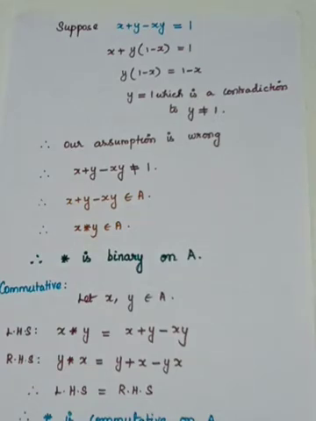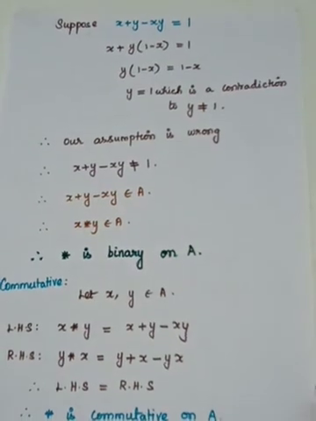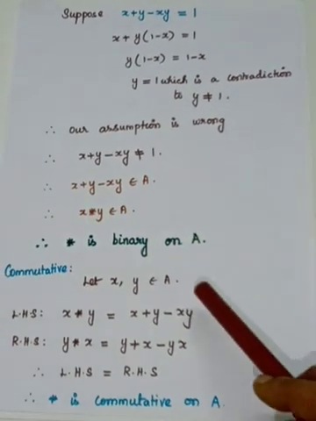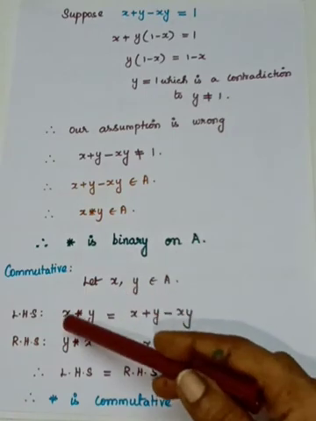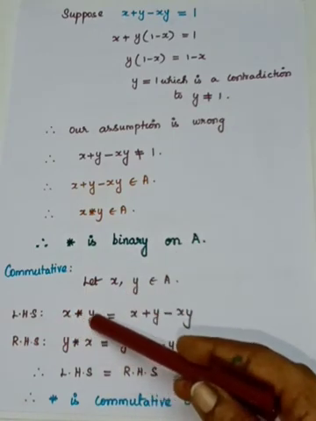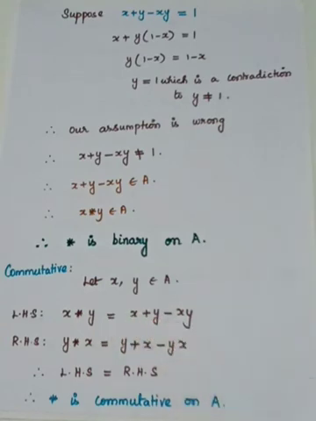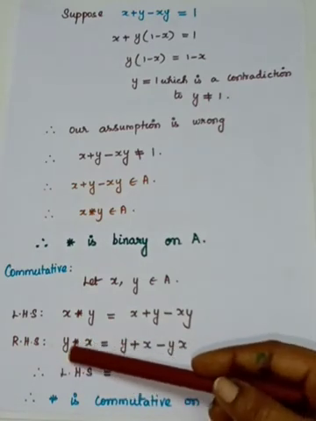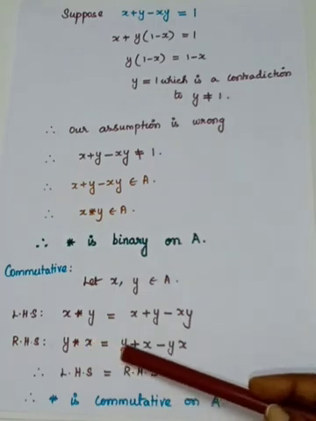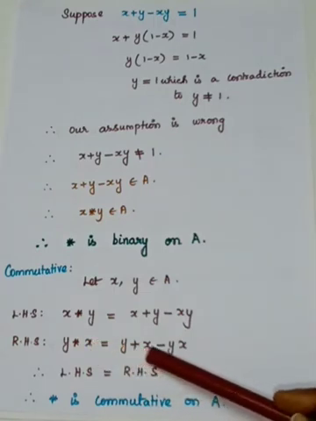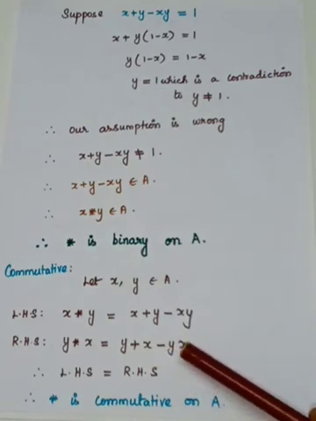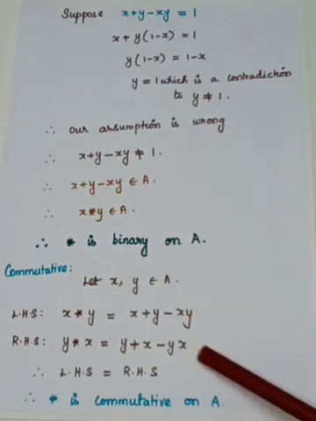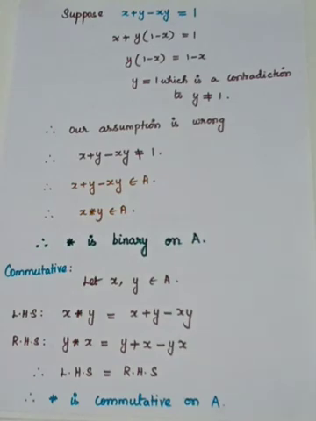So next we have to check the commutative property. For commutative, how many elements do you have to take? 2 elements. Here we have taken x and y, both belong to A. So first we take the left hand side. What is x asterisk y? x plus y minus xy. Next we interchange for the right hand side, y asterisk x. Now your first number is y and the second number is x. So first number plus the second number minus the product, yx. You look, both are equal. So therefore asterisk is commutative on A.